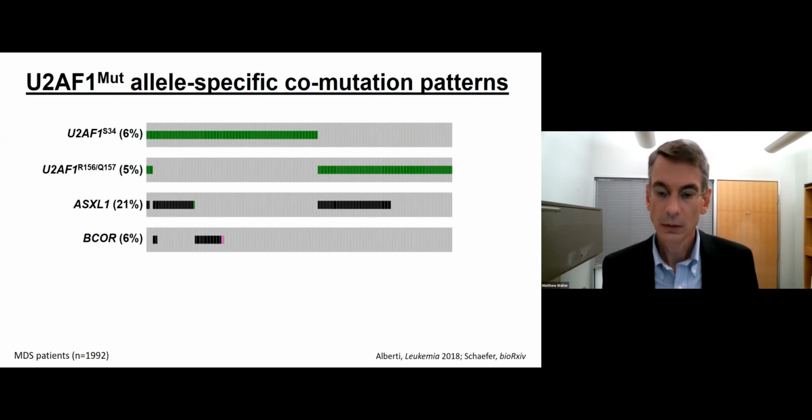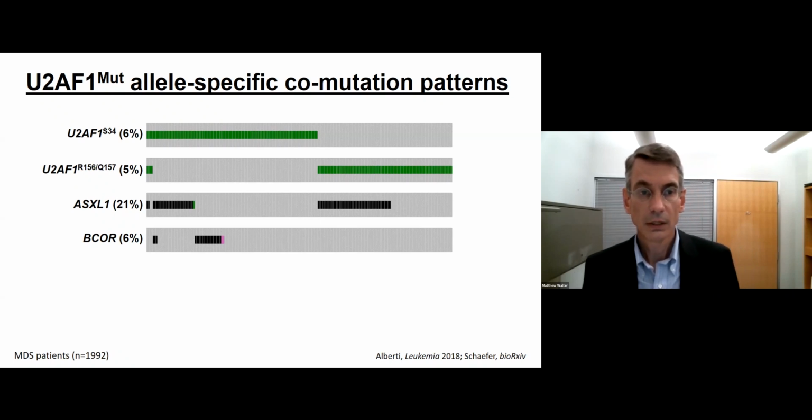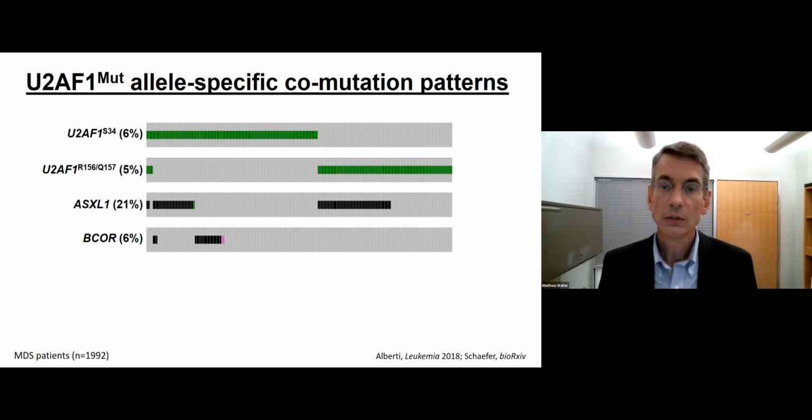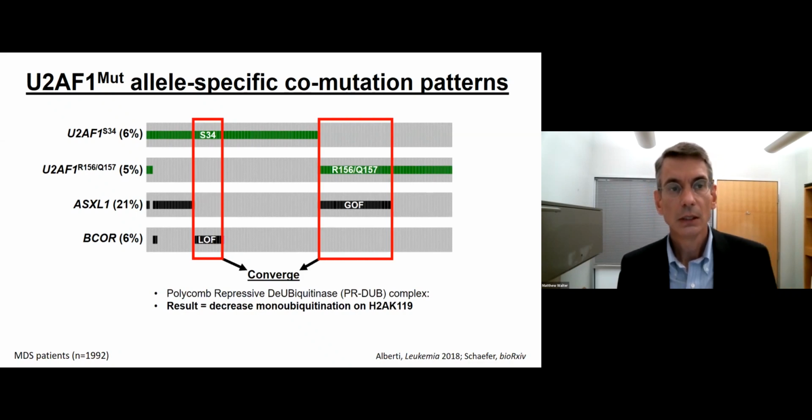allele-specific co-mutation patterns. And what we see here is if we take a large cohort of MDS patients and look at the distribution of U2AF1 S34F variants, U2AF1 R156, Q157 variants, and overlap those with two genes that are enriched with U2AF1 mutations in general, being ASXL1 and BCOR. But if we now look at how those segregate within the specific U2AF1 mutant alleles, we see a very interesting pattern. And there's two groups of patients that you can see here.